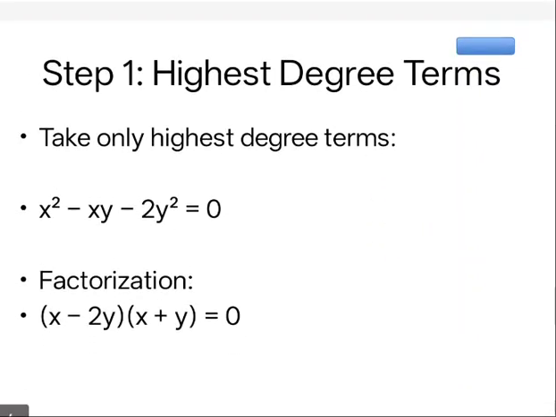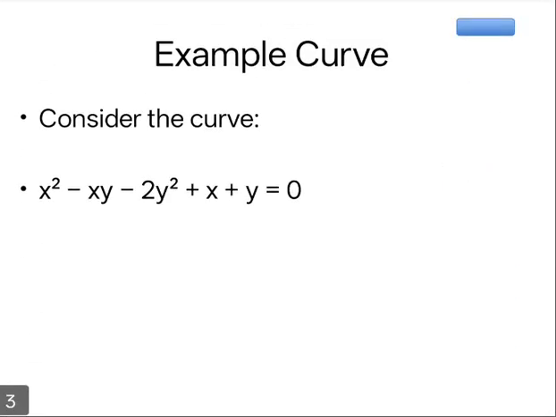For that we take the highest degree terms. Just as in high school mathematics, where if x is equal to some value we find the y value, in a similar fashion, if x is very large, what is the value of y here? By taking only the highest degree terms, x square minus xy minus 2y square, and solving it, x is very large, so what is the value of y?